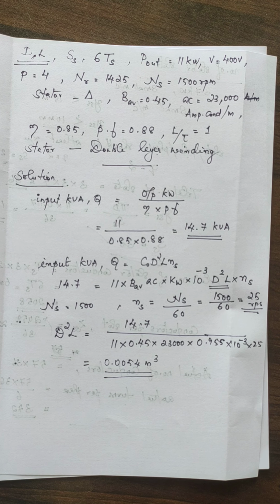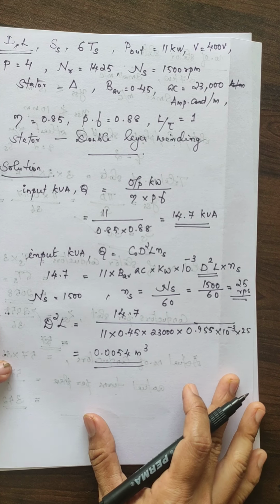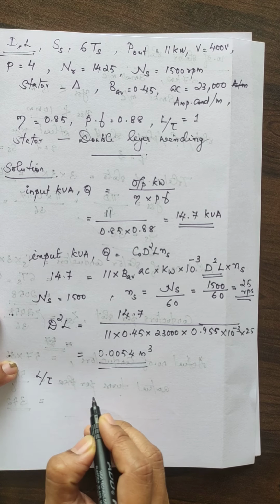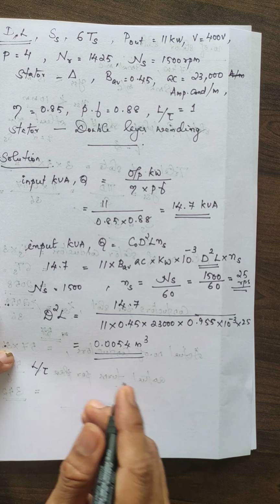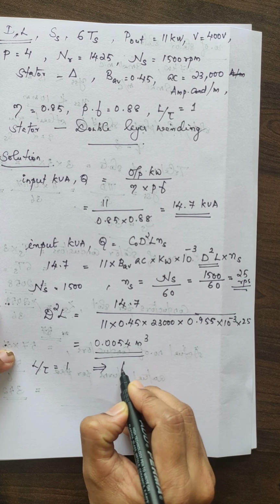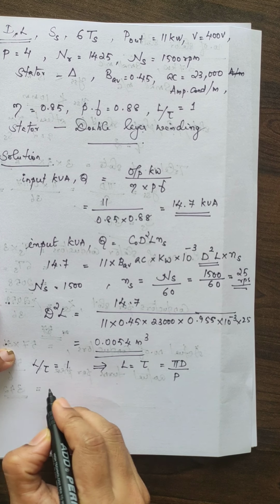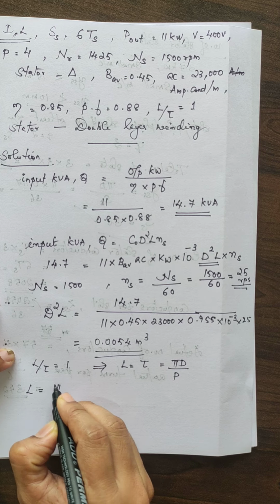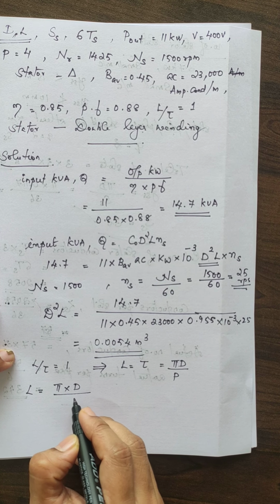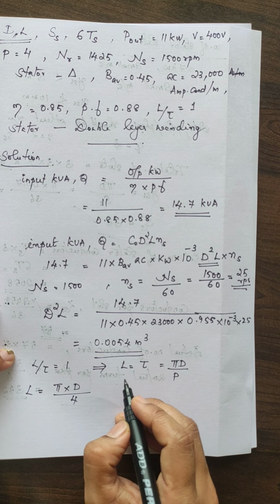Now we have to separate D and L from this product D square L, and we always perform this separation using the L by tau ratio or by using the peripheral speed. So here in this problem, L by tau ratio is given as 1. So that means L is equal to tau. Tau is pi D by P. So we have L is equal to pi into D divided by P. P is the number of poles and it is 4. So L is equal to pi D by 4.